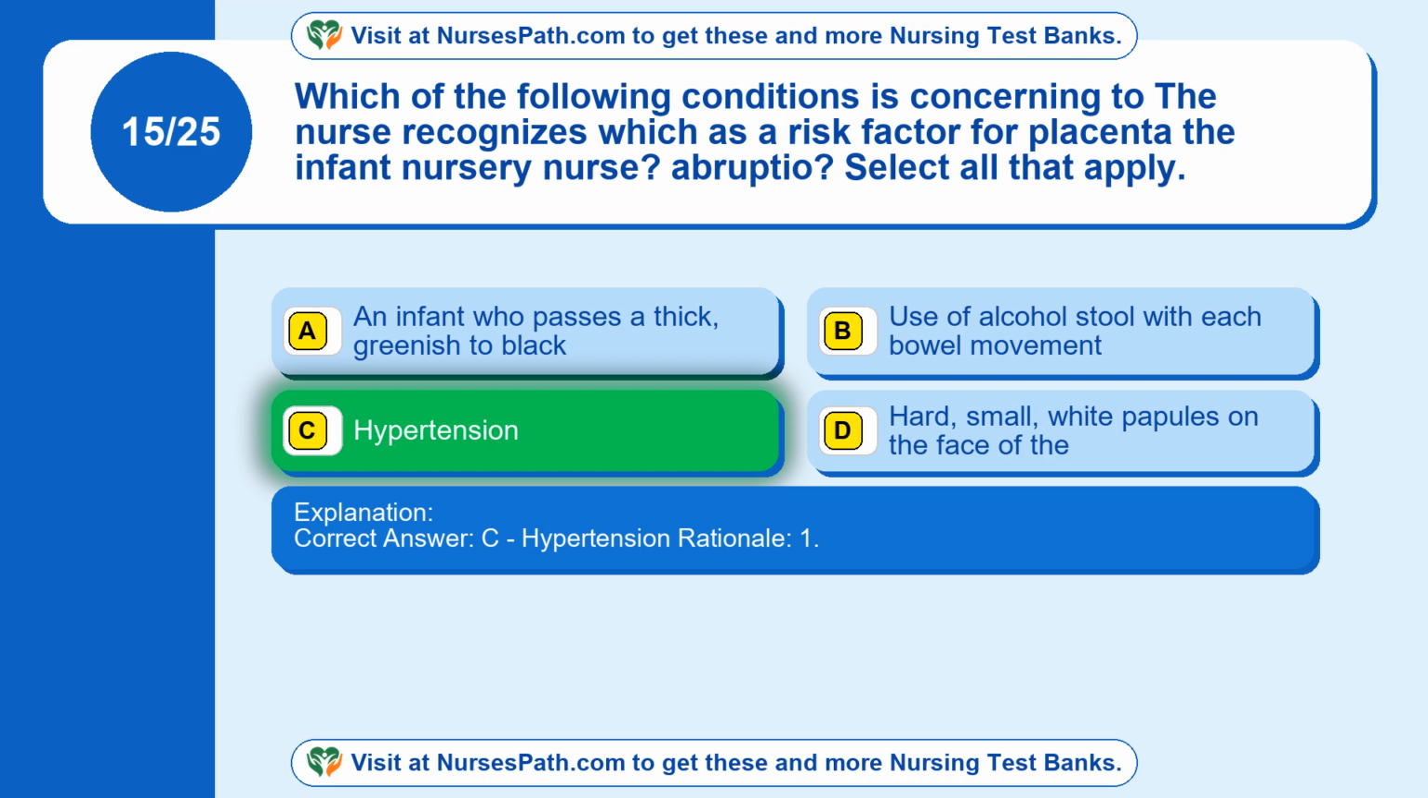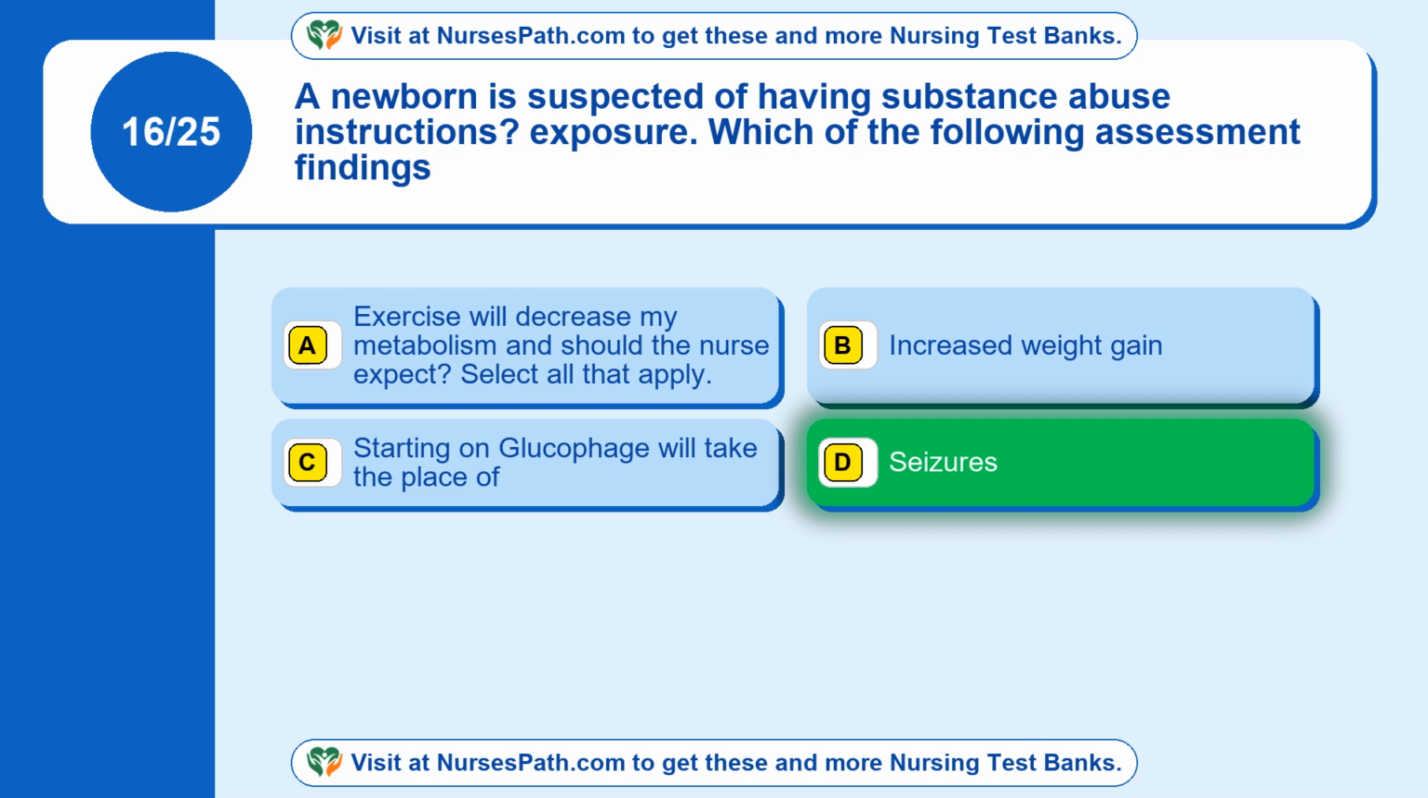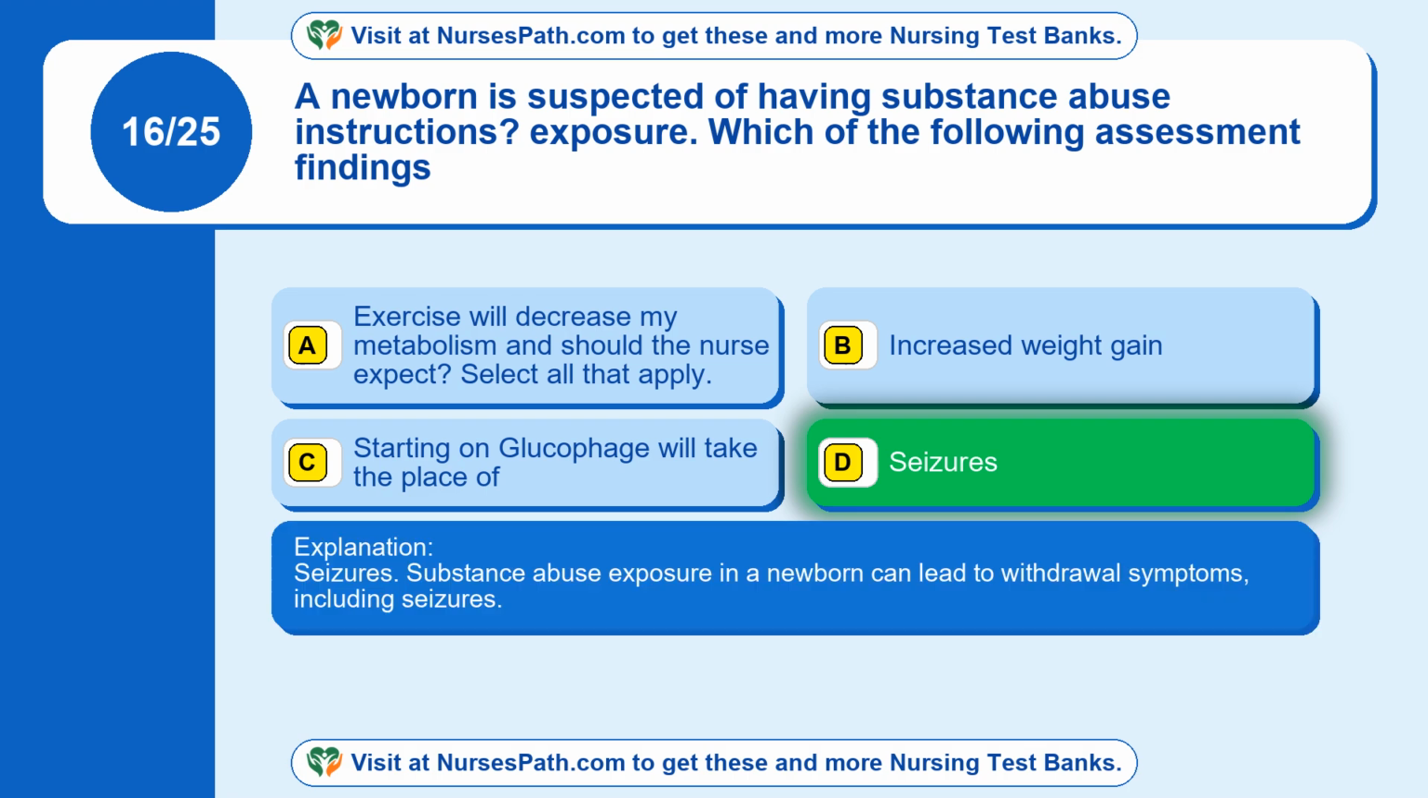Rationale 1. Question 16. A newborn is suspected of having substance abuse exposure. Which of the following assessment findings should the nurse expect? Select all that apply. Option B. Increased weight gain. Option D. Seizures. The correct answer is option D. Seizures. Substance abuse exposure in a newborn can lead to withdrawal symptoms, including seizures.